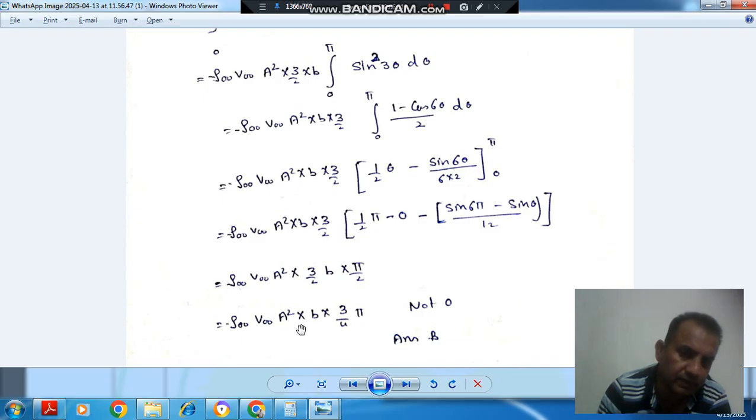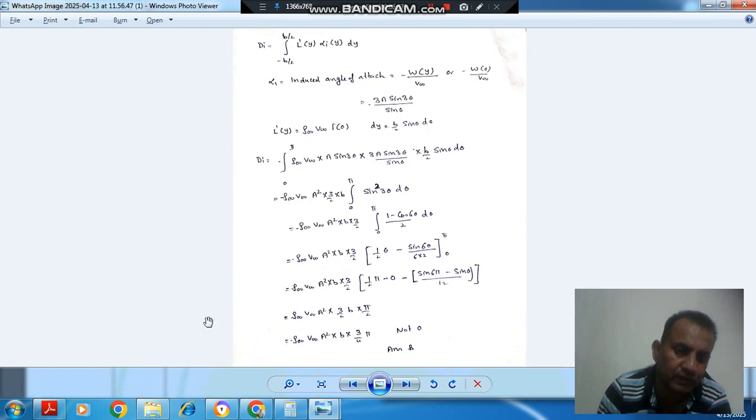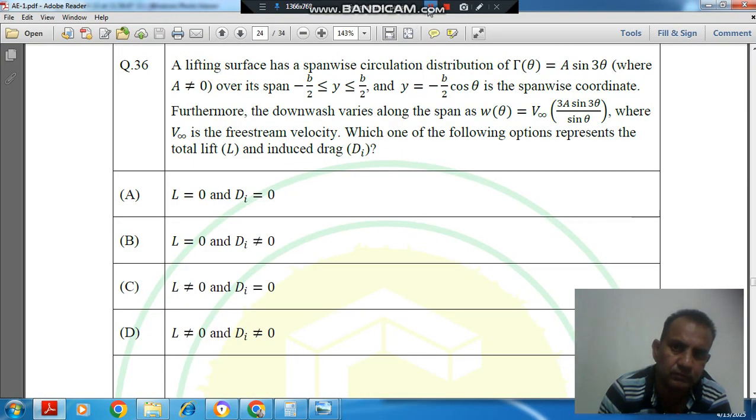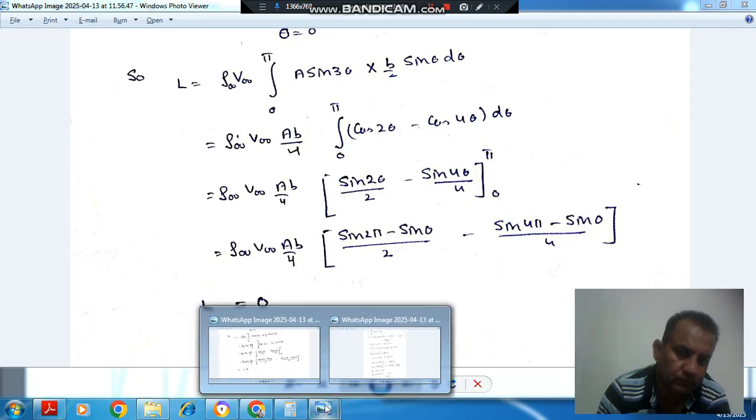So it means it is not 0. So induced drag is not 0, whereas lift is 0. So the answer is lift is 0 and induced drag is not equal to 0. L = 0 and Di not equal to 0. The answer is option 2.